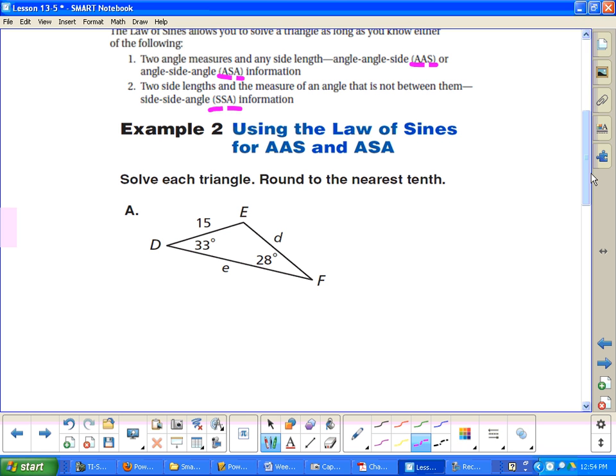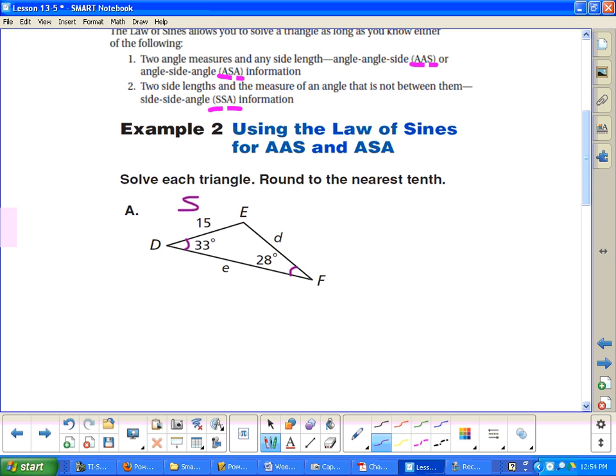So first of all, we need to determine what do we know. So we know here's a side, and then we have an angle here and an angle here. Okay? So what do we call that when we know a side and two angles? Which one of these is it? Okay, angle, angle, side. All right. So because I know angle, angle, side, I can use the law of sines.